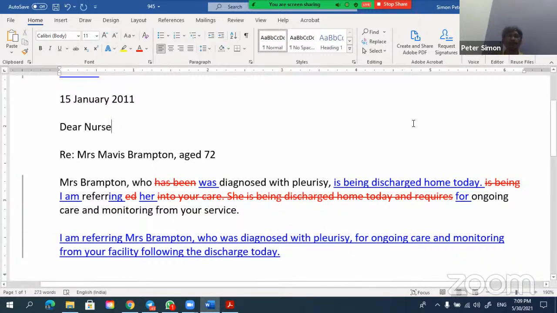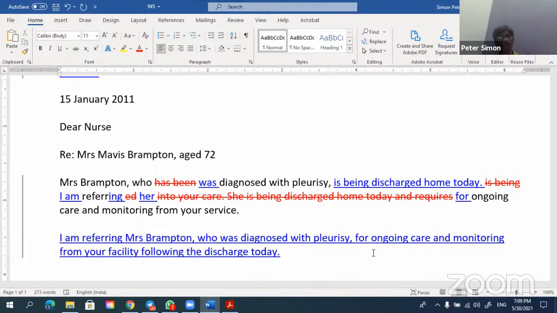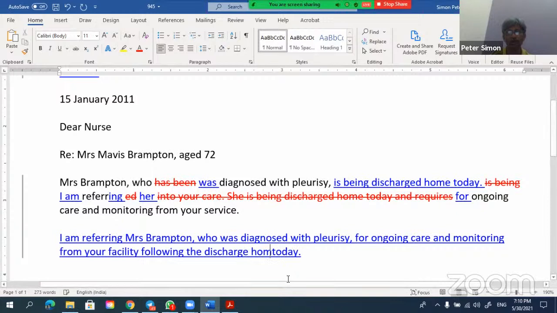Right. I am referring Mrs. Brampton, comma, who was diagnosed with pleurisy. Then next one, for ongoing care and monitoring from your facility following her discharge today. One sentence. This is an A grade sentence. You can use this one also. However you want to write, you can write. That is your style. I am referring Mrs. Brampton, who was diagnosed with pleurisy, for ongoing care and monitoring from your facility following the discharge home today.